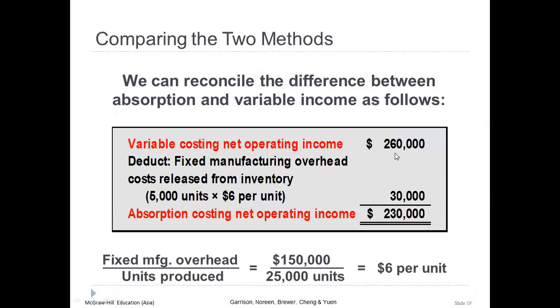Variable costing, the net operating income is $260,000. Taking away the fixed manufacturing overhead, $30,000. That's the difference. So the net operating income for the variable costing is higher than the absorption costing in the second year, because in the first year we expensed fixed manufacturing overhead.